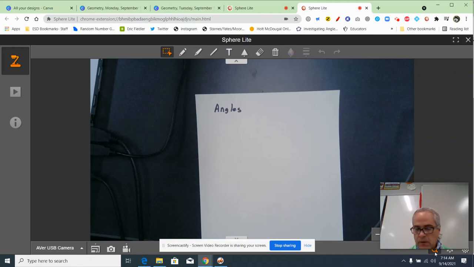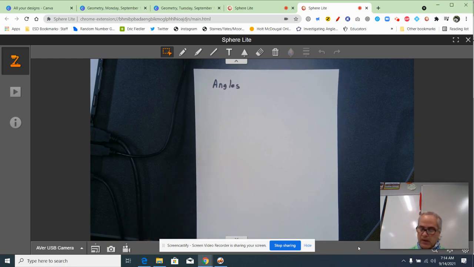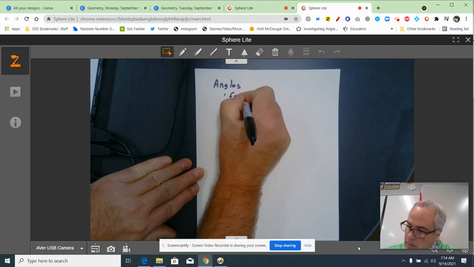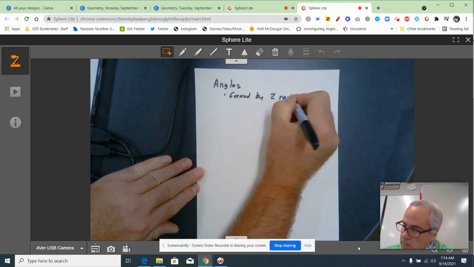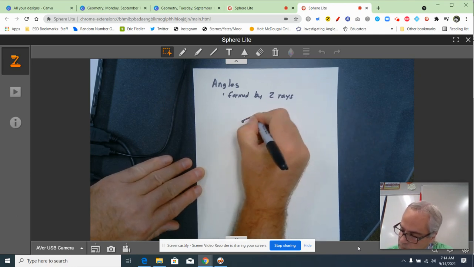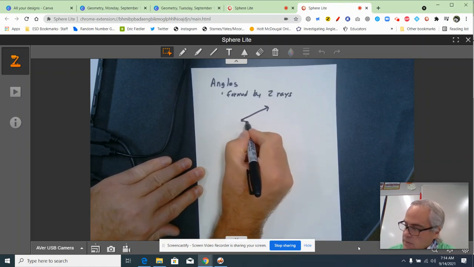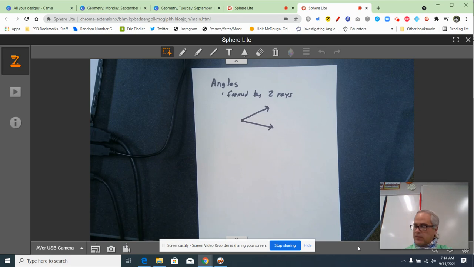Everybody, I just want to talk to you real quick about some things with angles, which is the next section that we're moving into. An angle is formed by two rays. For example, there's a ray that starts here and goes in that direction, and a second ray that goes here and goes in that direction. Now, a few things with this that are really, really important.